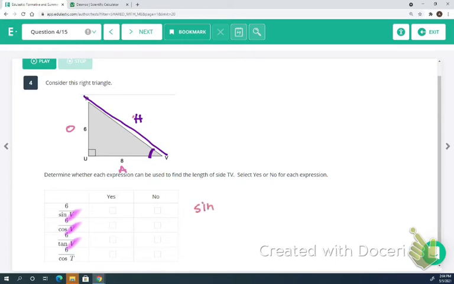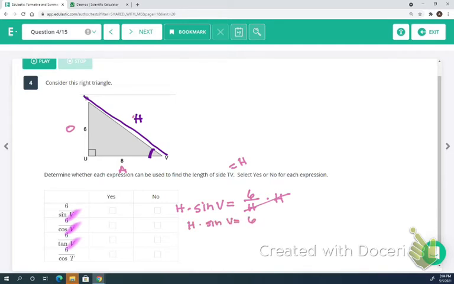Okay, so looking at V, I'm going to do sine. So I have sine of V is equal to opposite, which is 6, over the hypotenuse, which is what I want to solve for. That H, which I'm saying TV is H, it's the hypotenuse side. I want to solve for H, so I'm going to multiply both sides by H. That cancels out there, so I get H times sine of V is equal to 6.